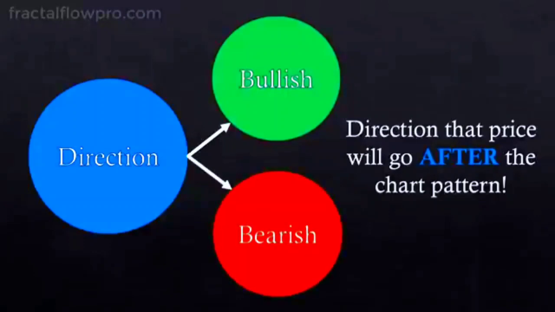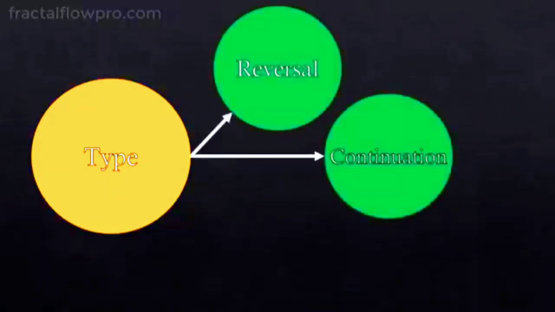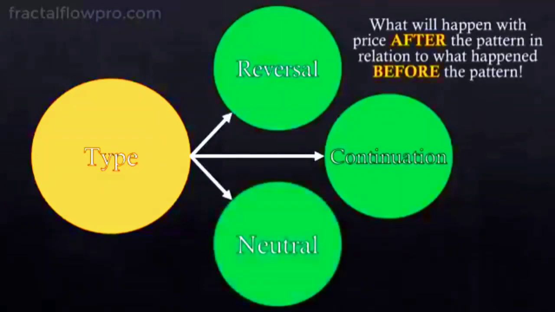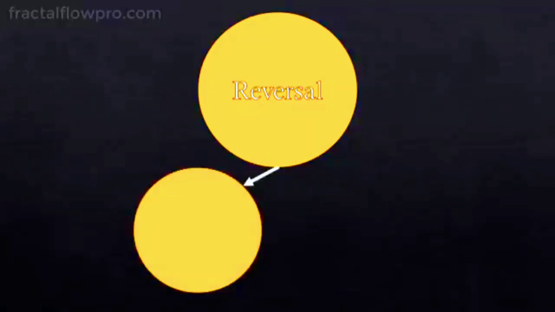Beyond the direction classification, we also have another type of classification that adds on top of the first one, which is the type. There are three types of chart patterns: the reversal patterns, the continuation patterns, and the neutral patterns. The type classification tells what's going to happen with price after the pattern in relation to what was happening with price before the pattern. Let's analyze these three types individually. Reversal chart patterns indicate that price will go in the opposite direction after the pattern is formed. For example, if price is going up and a reversal chart pattern appears, it means that price will go down after the pattern. The opposite is also true, of course.